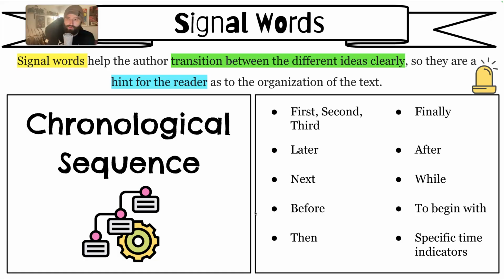So moving on here, actually really quickly, with chronological, you'll see specific time indicators. With sequential, you'll see first, second, third, later, next, finally, so on and so forth.